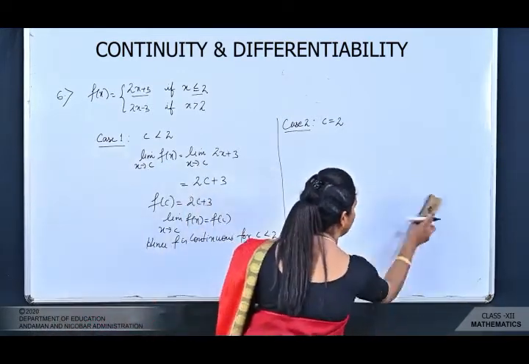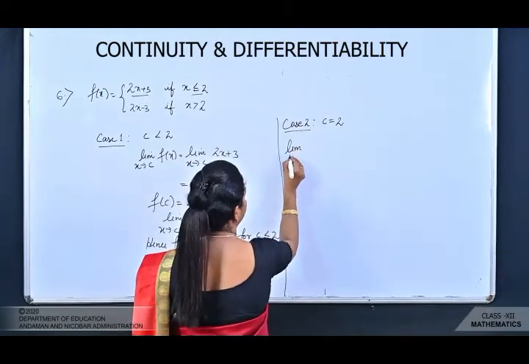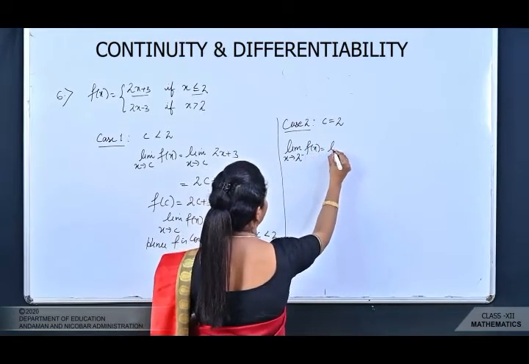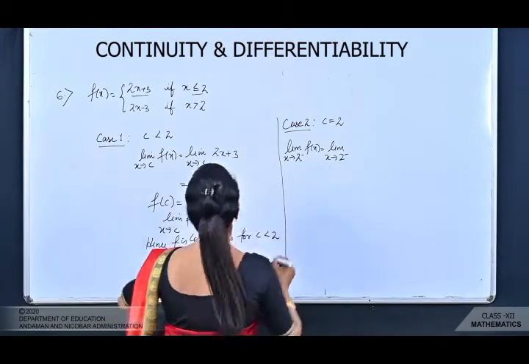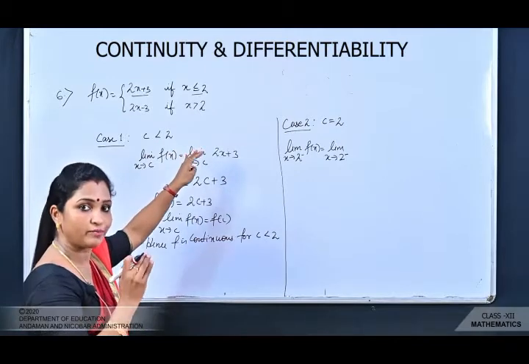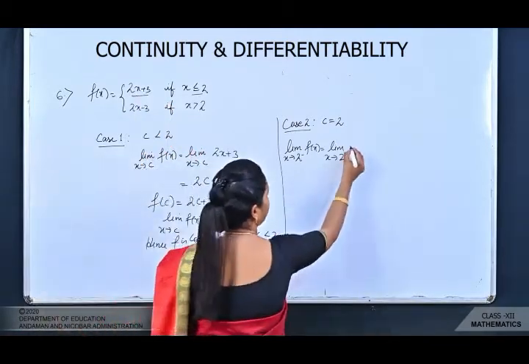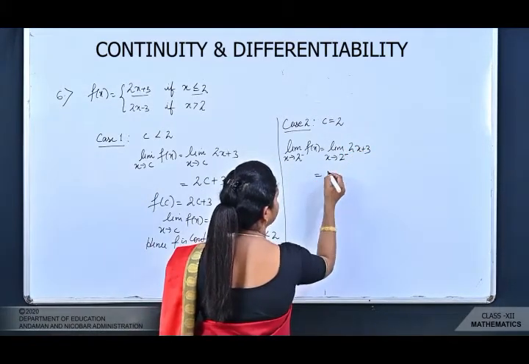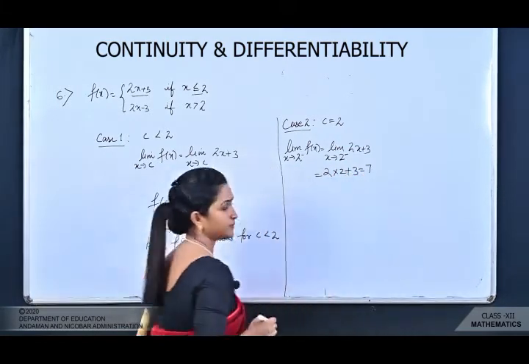Now what you will do? You will first find left hand limit x tends to 2 minus fx is equal to limit x tends to 2 minus. 2 minus means approaching 2 from the left hand side. So which function you are going to take? 2x plus 3. So here it is 2x plus 3. When you put the value of x as 2, you are going to get 2 into 2 plus 3 and that is 7. Clear?